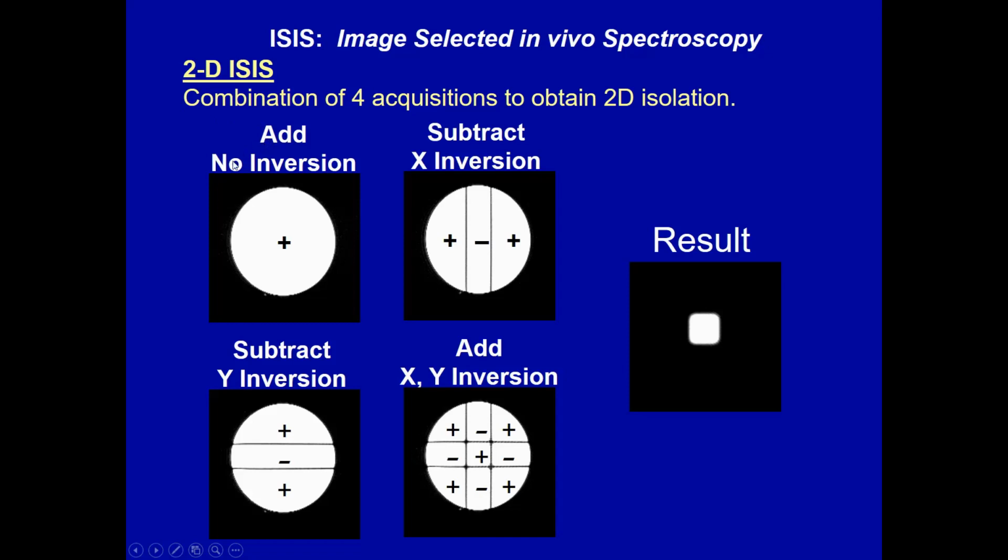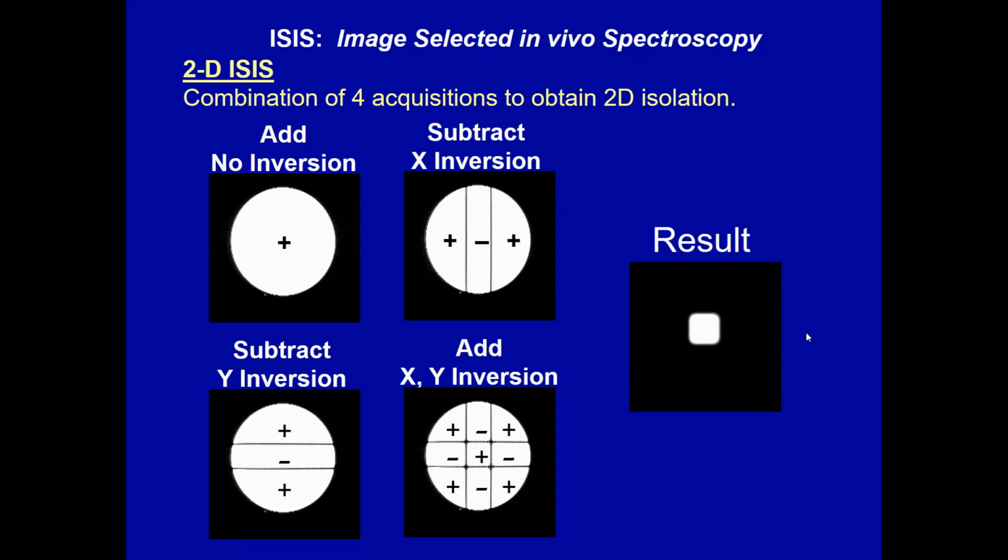So now that requires 4 inversion pulses. That requires 4 different acquisitions. One of them has no localization applied. Another, we have an X inversion. Another, we have a Y inversion. And another, we apply inversion pulses along the X and Y directions. And when those are combined appropriately, you use a cross section of a cylinder.